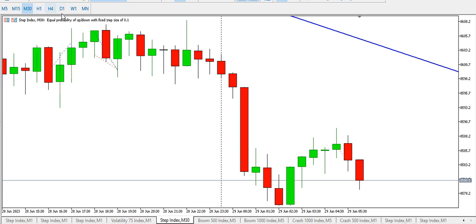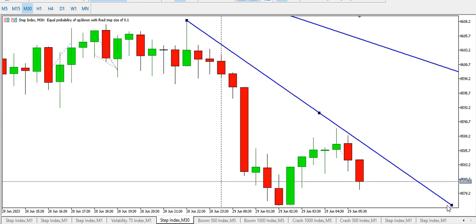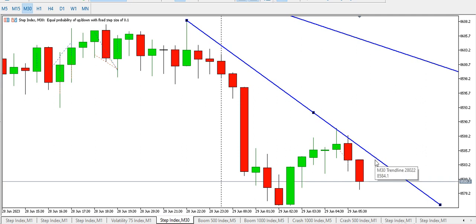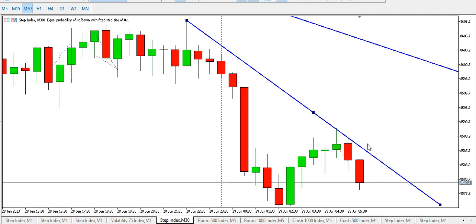Let's look at step index on the 30 minutes time frame. On the 30 minutes time frame, we can see a drop, and we have this descending trend line. If price is going to move up, price might need to break above this descending trend line.